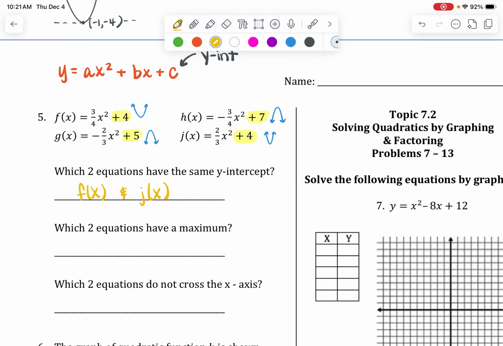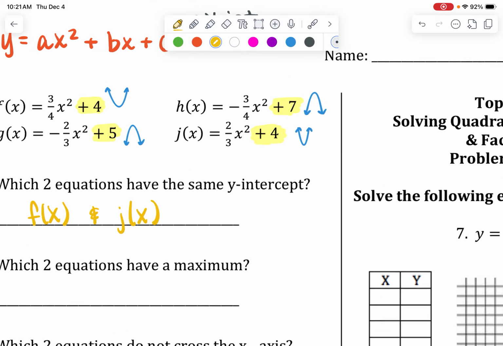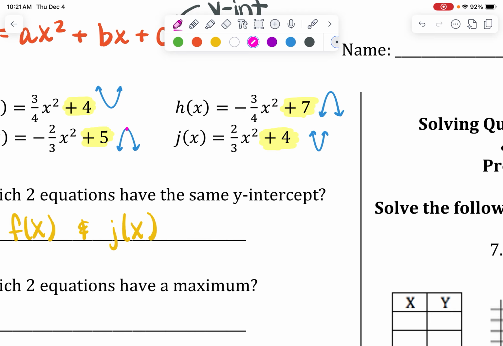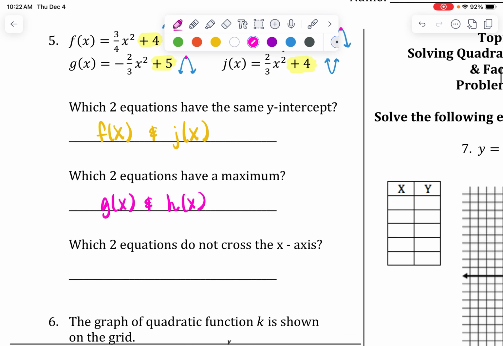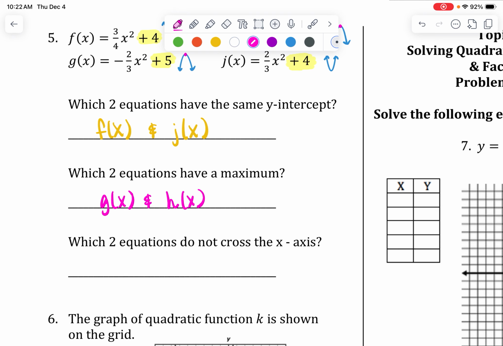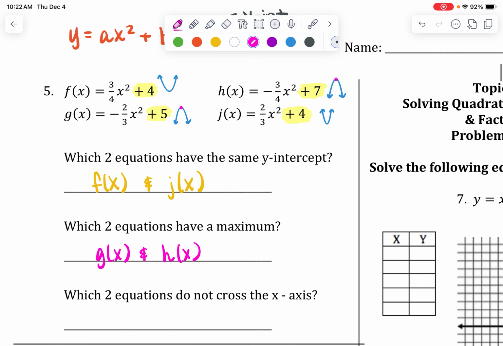Okay, then the question says, which 2 equations have a maximum? Well, I know maximums only occur when the parabolas open down, right? So that means that g of x and h of x would be the only 2 quadratics that have maximum values in this case. And then our last question says, which 2 equations do not cross the x-axis?